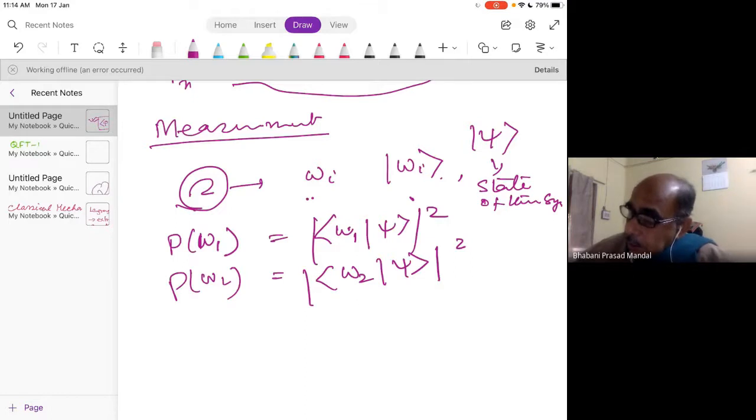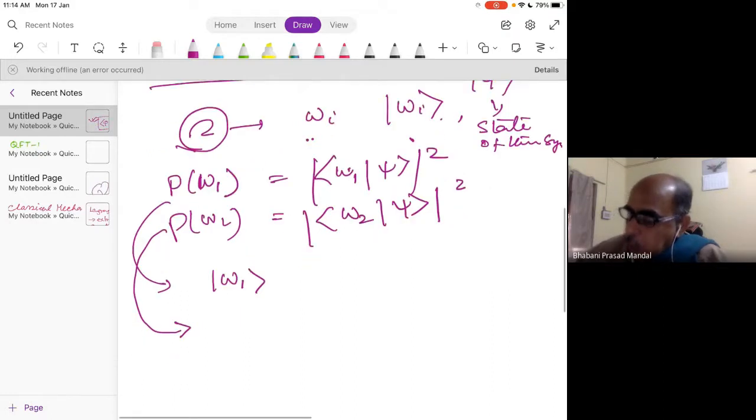And the important thing is that if you make a measurement and you find a value omega 1, I don't know which value will be found. So after this, suppose your value is omega 1, then your wave function will collapse to omega 1. Suppose the result of your measurement is omega 2, then your wave function will collapse to omega 2.